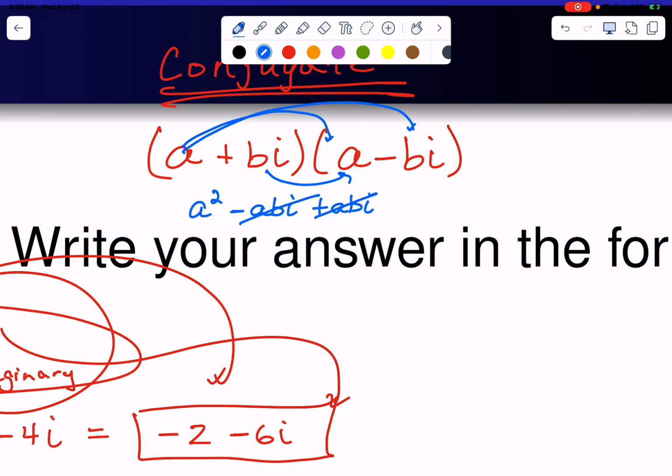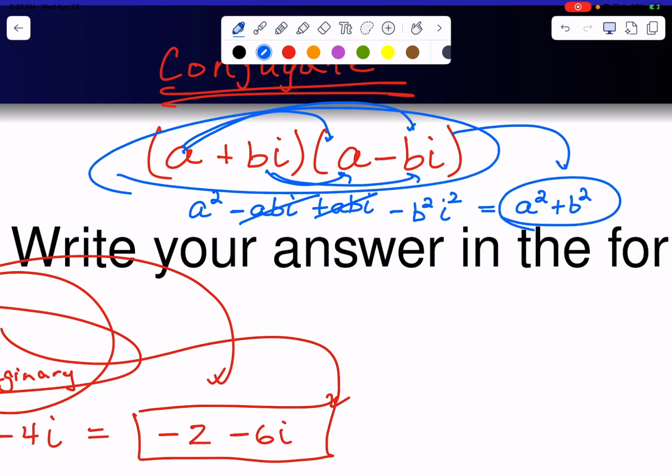Because they're like terms, they're going to cancel. They're opposites of each other. And then you get minus b squared i squared. So you get a perfect square. And not only do you get a perfect square to get rid of any square roots, you also get an i squared, and i squared becomes what? So you end up with a squared plus b squared. In college, and you are in college, they actually require you to know that a minus bi times a plus bi always gives you a squared plus b squared.